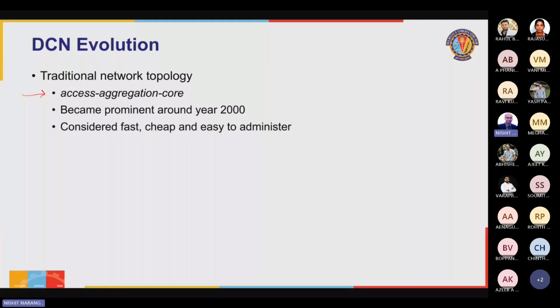At that point in time, because it was largely designed to cater to large enterprises which had their own private data centers, the concept of virtualization was not so much. So it was a technique used to connect physical servers together. It was a cheap, easy to administer, and fast method of creating a data center network topology.